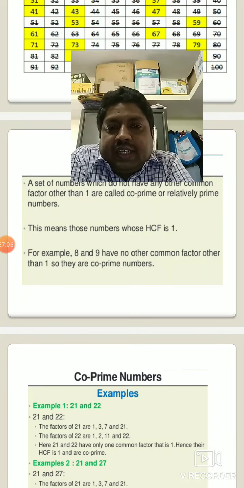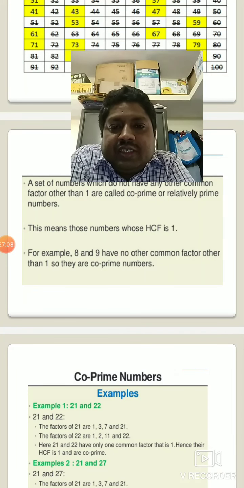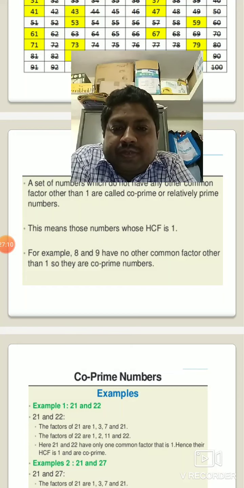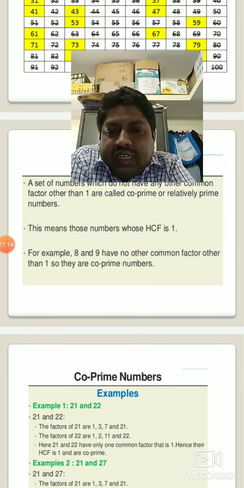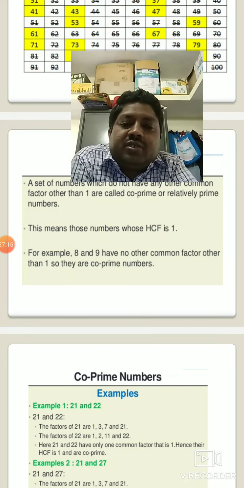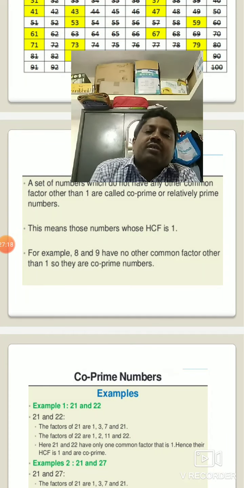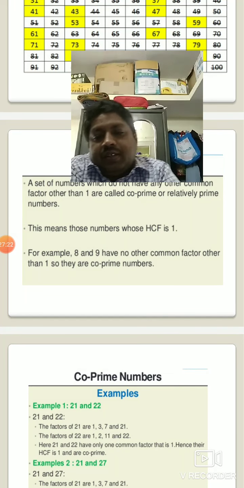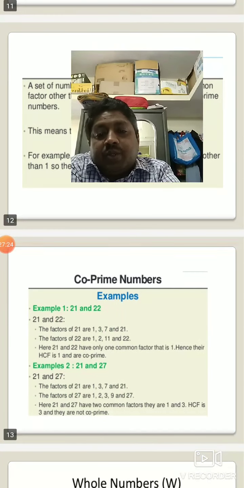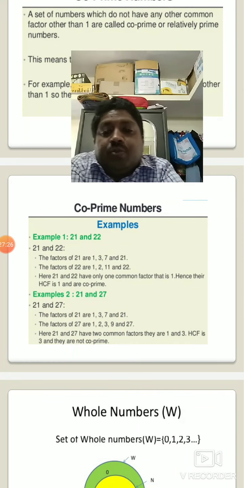Example: 8 and 9. Other than 1, there is no common factor. You can see 1 is in 8, and 1 is in 9, so the common factor is 1. That's why it is called co-prime. Got it? Two more examples are given for co-prime.